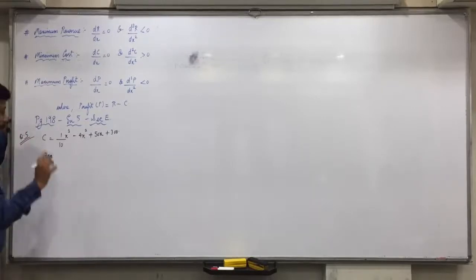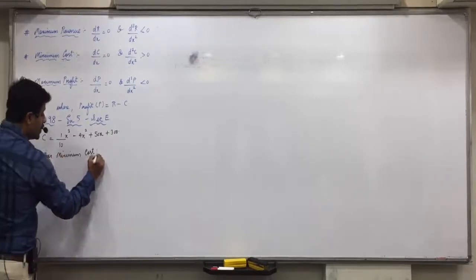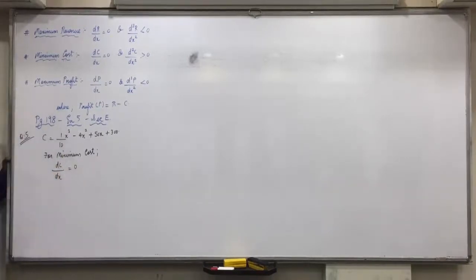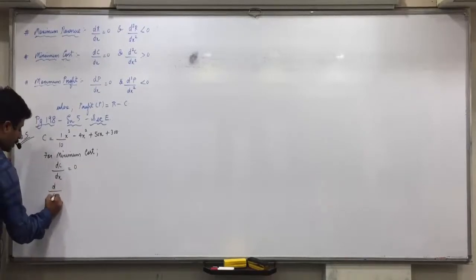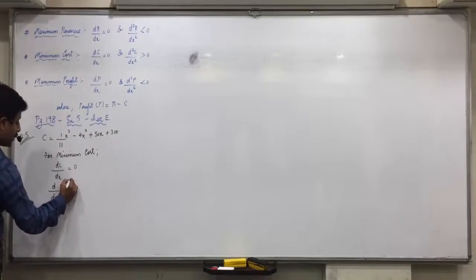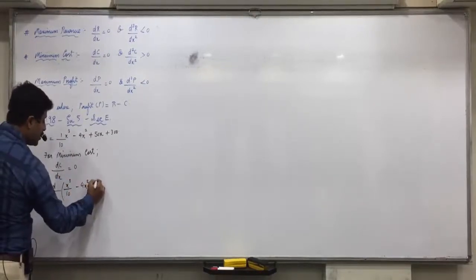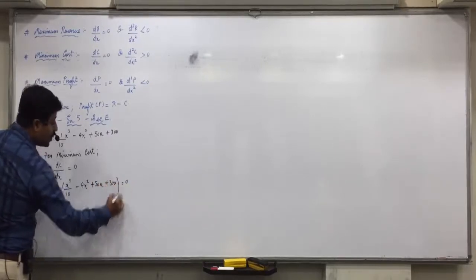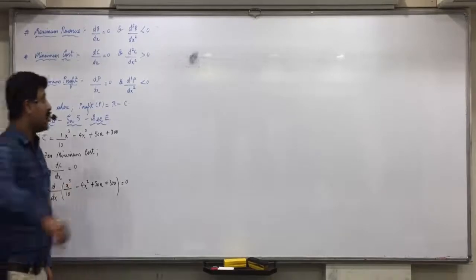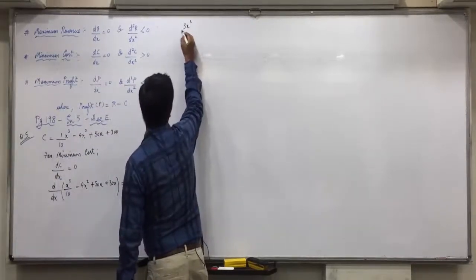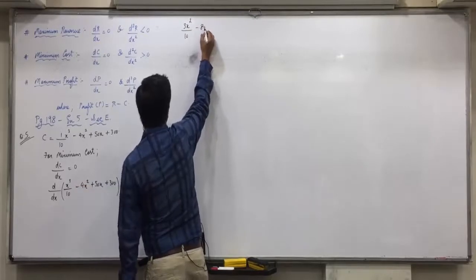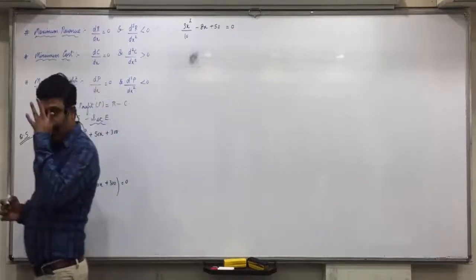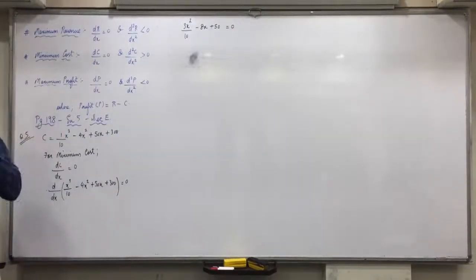Cost is only minimum. So for minimum cost, first condition dC upon dx must be equal to 0. That is d upon dx of x cube by 10 minus 4x square plus 50x plus 300 must be equal to 0. Did everyone understand this? What will x cube become? 3x square upon 10, minus 4 into 2, 8x, plus 50x becomes 50, equals 0. 300 becomes 0. Any confusion up till here?